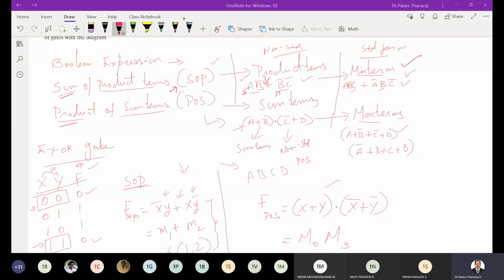Okay, you can go on with the SOP form. No wrong in that procedure. But if they insist, if they try to ask you only in POS form, then you have to go for POS form. So that is why we are seeing both the terms.